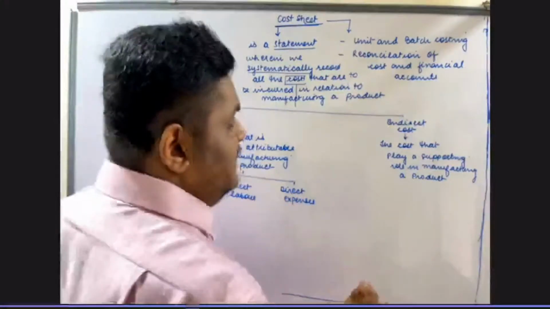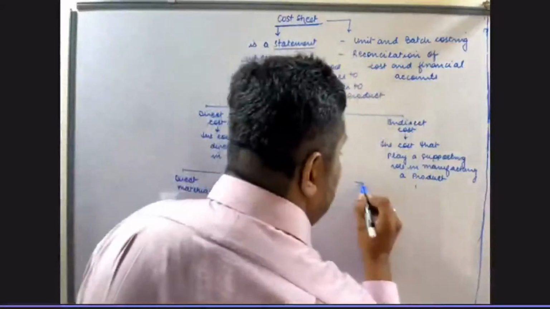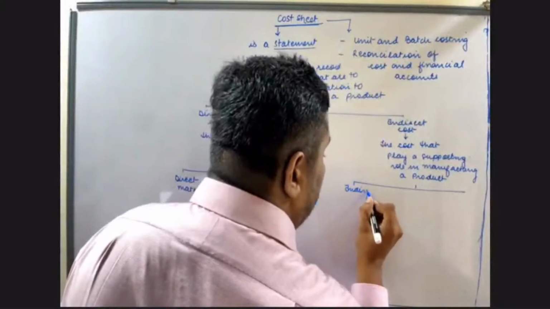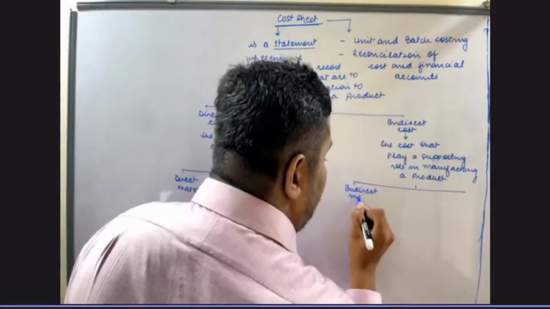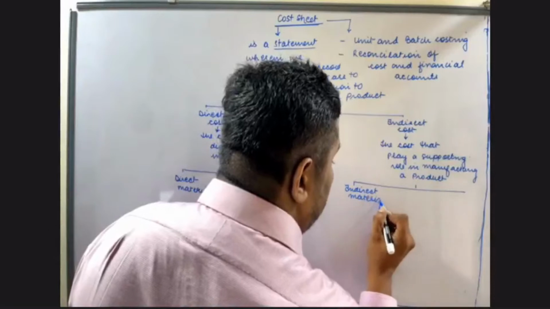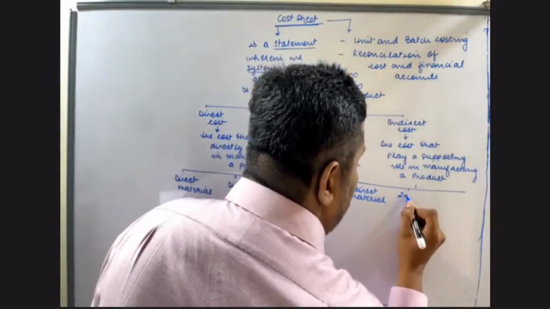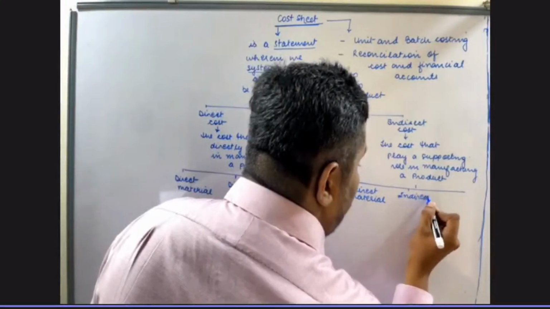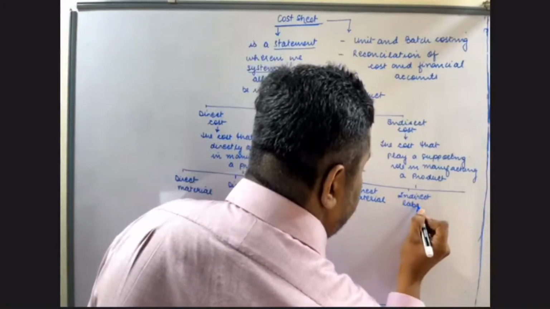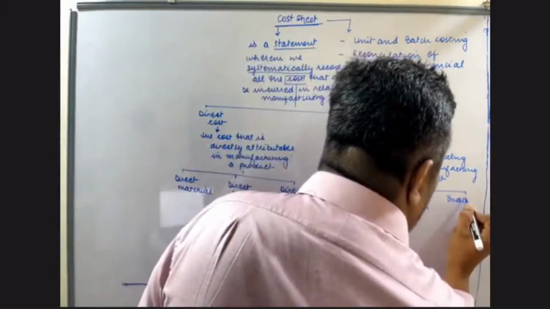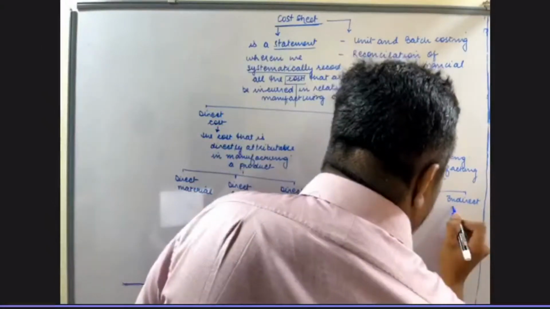Further, this indirect cost also covers indirect material, indirect labor, and indirect expenses.